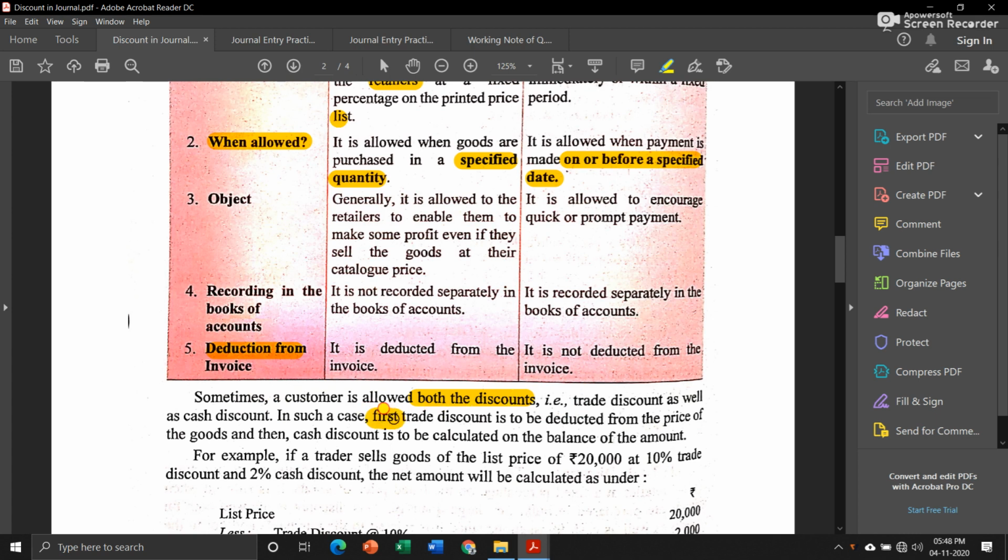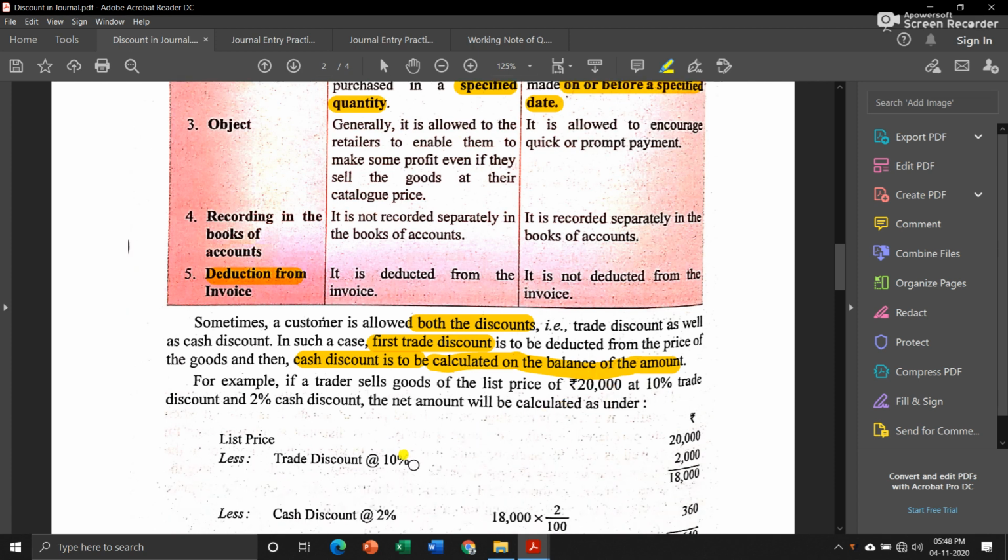In such a case, first remember the step: we have to deduct trade discount, and after deducting that we have to deduct cash discount. Cash discount we have to calculate on the balance of the amount, that is, after deducting trade discount, whatever amount we get, we have to calculate cash discount on that remaining balance. Now let us see one example.